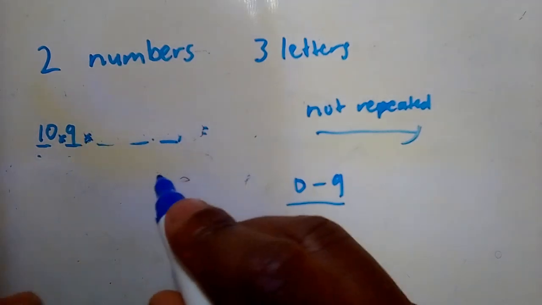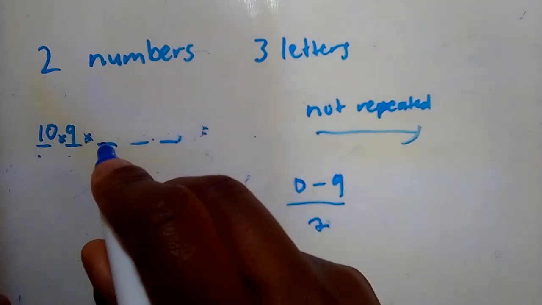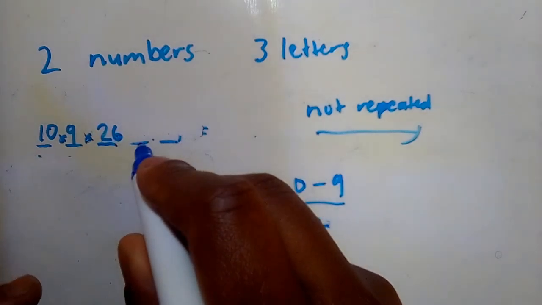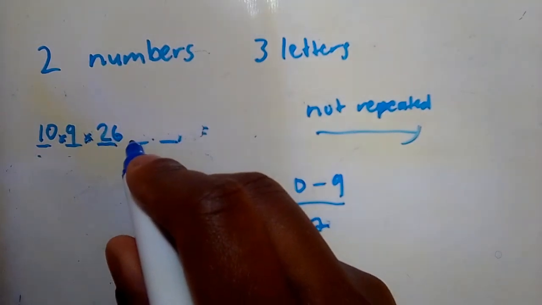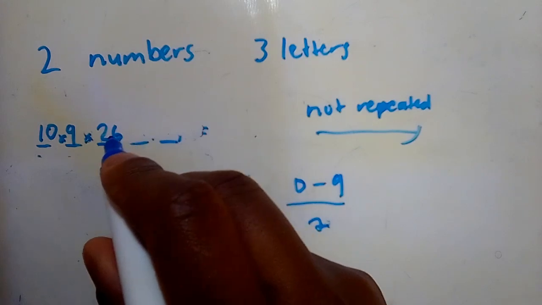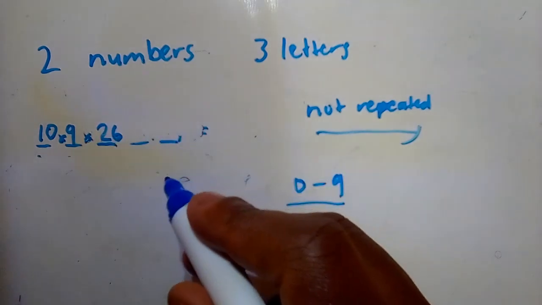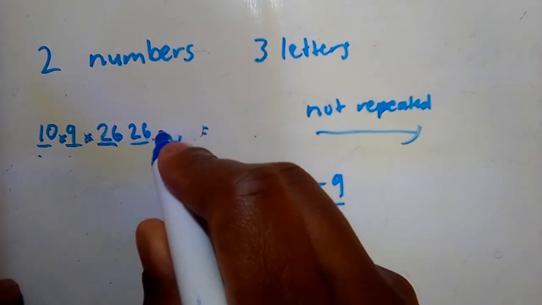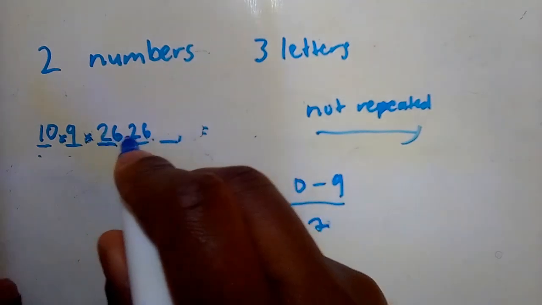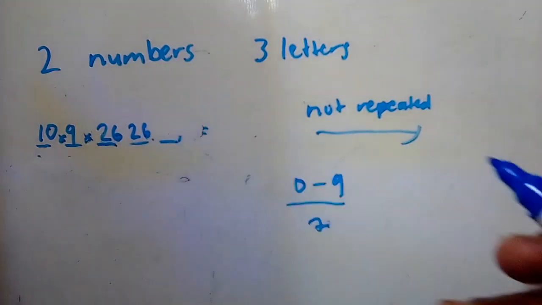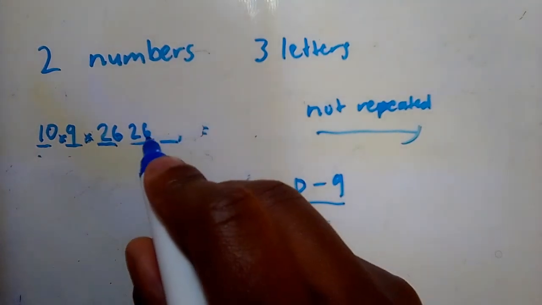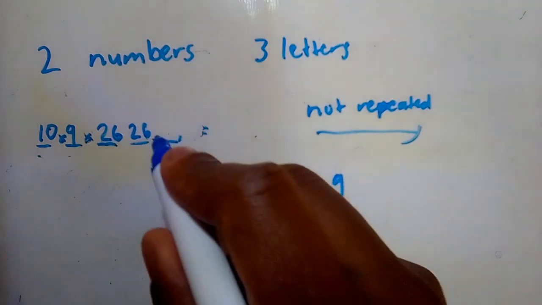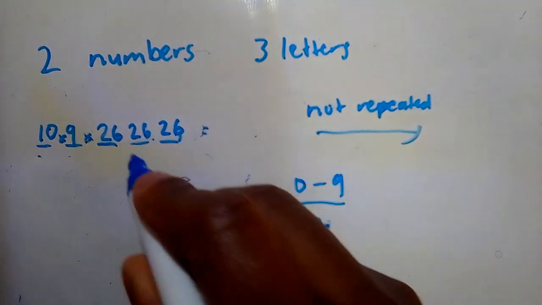Now, since the alphabet is allowed to be repeated, in the first one we can choose any of the 26 letters. In the second one, we can still choose any of the 26 because even though we've chosen one here, we can still use it again. And here, even though we've used 2 of them already, it doesn't mean we can't use them again. We can use them again, so we still have 26 choices. So this is what we have.